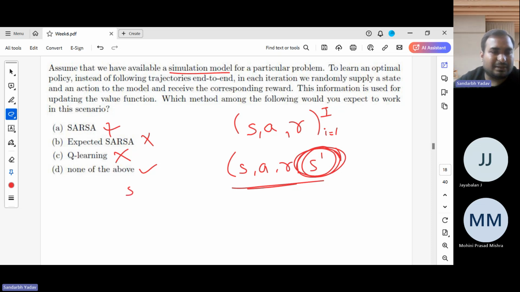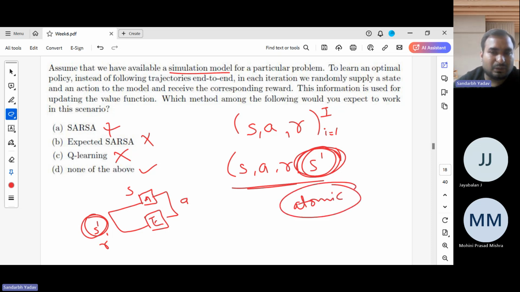Suppose you are in state S, this is the agent, and you take some action. The environment will give you the next state and reward. But if the next state is not given to you, then none of these algorithms will work. This is the one atomic entity which cannot be divided. You need to have at least these four components in every transition: the state you are in, the action you take, the reward you get from the environment, and the next state you land in. Otherwise, you cannot use any of these algorithms. I hope it's clear.